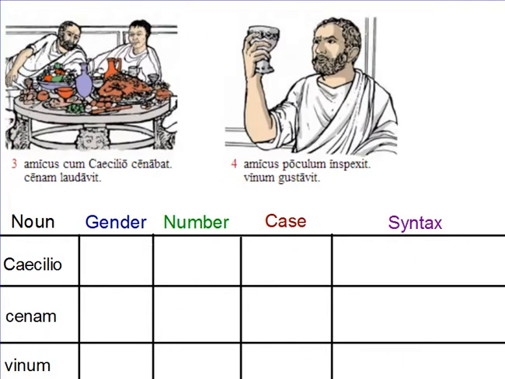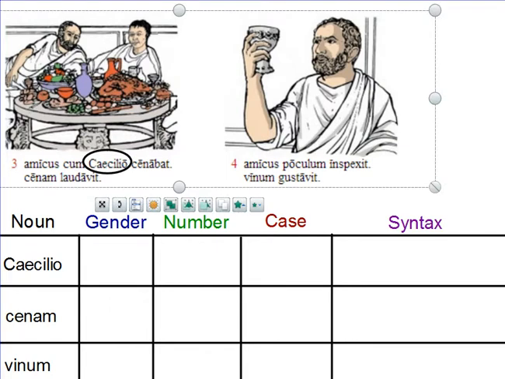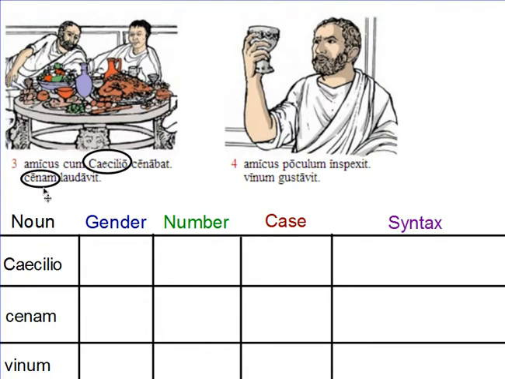Amicus cum Caecilio canabat, canam laudavit. The friend was dining with Caecilius. He praised the dinner. Looks like a pretty dinner, I think. In this sentence, let's parse Caecilio and also canam. Now, I remember from the previous sentence that Caecilius is masculine, and of course he is also a man. And looking at my O ending, I know that it is singular.